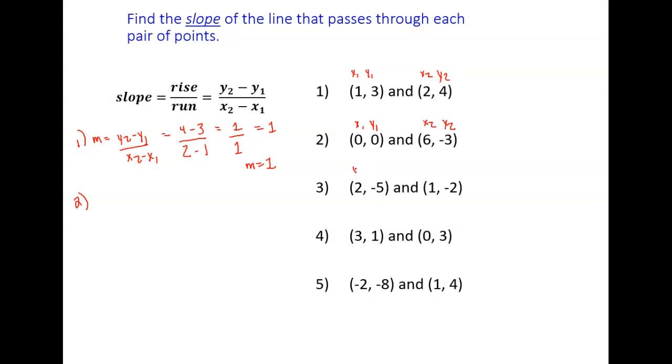For the second one, if you want to label your points like this, it's totally fine. I find it helps lots of students, even myself, when I go to label it so that I know which ones I'm putting where. So my y2 is negative 3, take away 0, because y1 is 0, over x2, which is 6, take away x1, which is 0. So I get negative 3 over 6, which is going to be negative 3 divided by 6. So negative 1/2, because 3 can go into itself once and into 6 twice. Or you could use your fraction button. So my rise is negative 1 over 2. So I have a slope of negative 1 over 2.